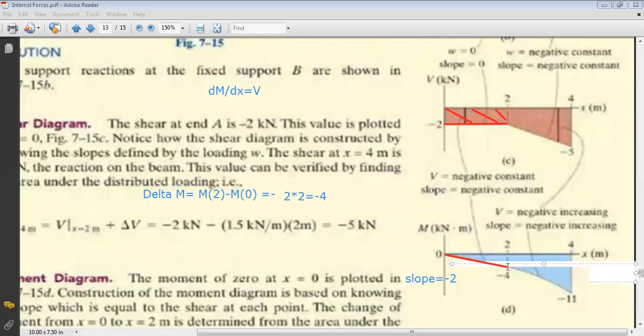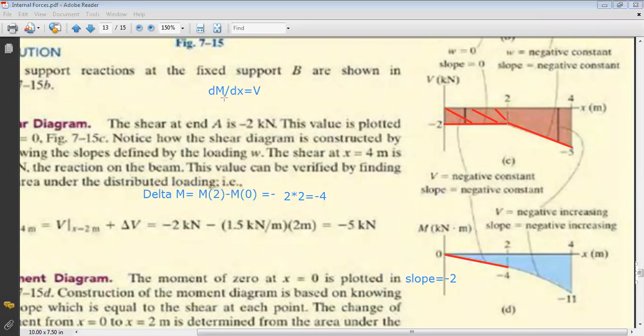Okay, this value at this point is -4. So now, the next step, I will continue my diagram. In the next step, the shear becomes linear, decreasing. When your shear is linear, your moment will be a second degree parabola. Okay? Why? Because we said that the derivative of M is V.